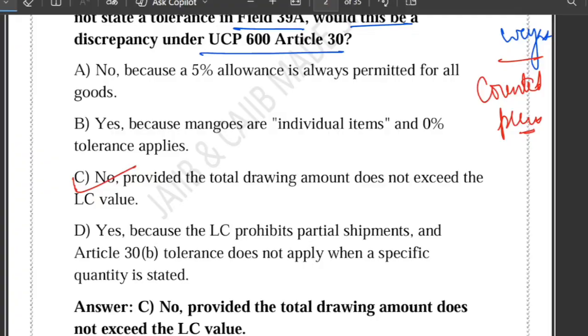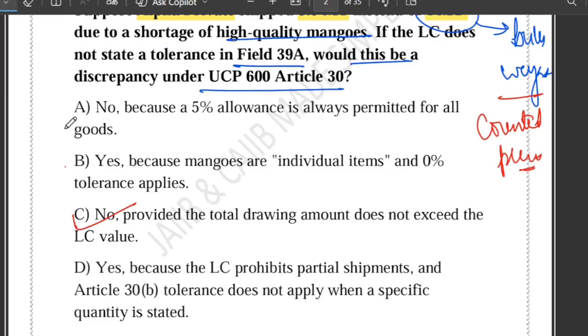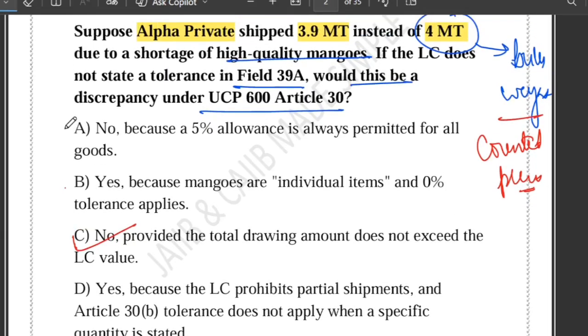So the simple trick is the MT versus KG rule. If the math matches, the document matches. अगर कैलकुलेशन सेम है तो LC compliant है. बस ऐसे याद रखिए. ठीक है.